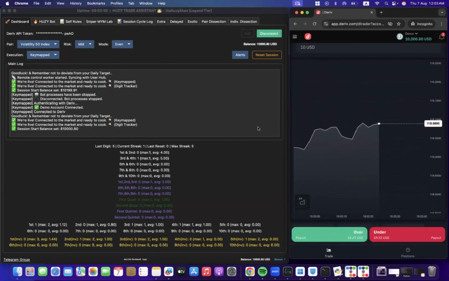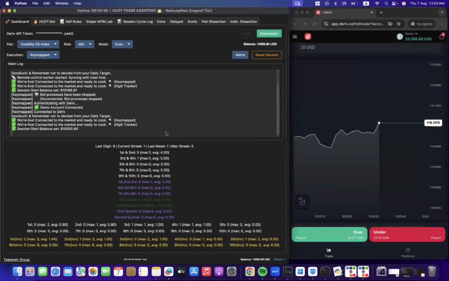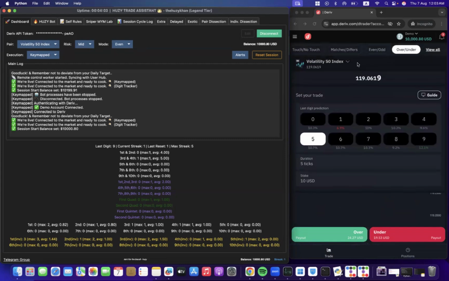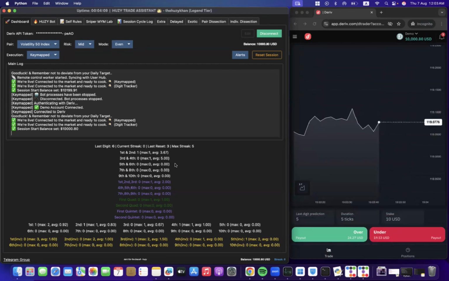In this video, I'm going to show you how you can use the Huzi Trade Assistant tool to better improve your probabilities while trading options on Deriv. In this video, I'm going to be showing the volatility 50 index. That's what we're going to be trading. And I'm going to be showing you how the tool works, how to interpret all of these counters which you see on your screen right here.